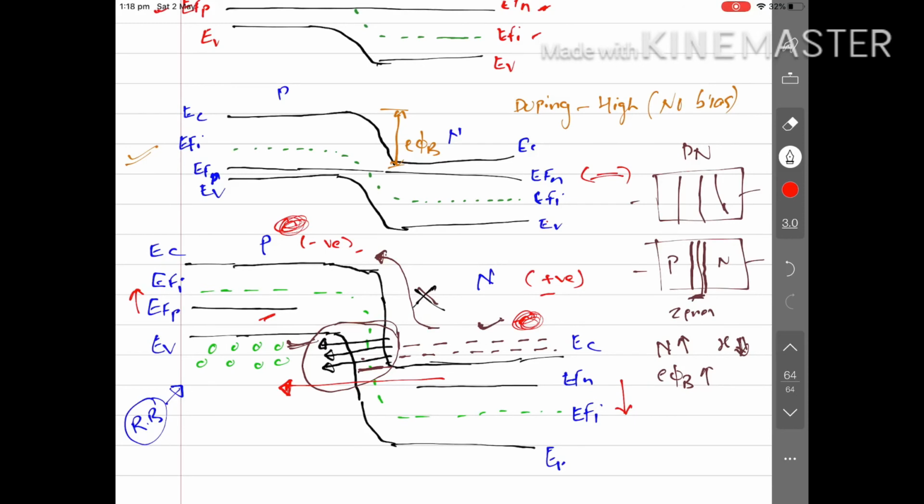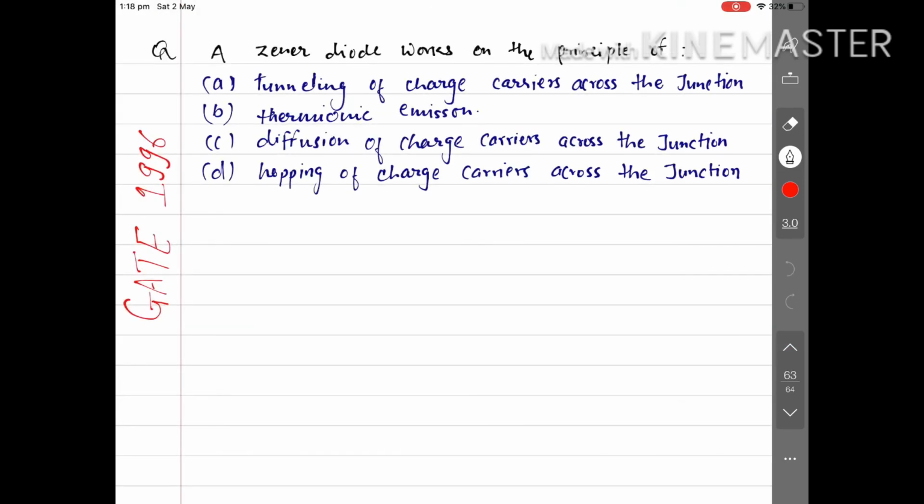Okay, so let's go to the question again. The options were, first, the tunneling of charge carriers across the junction. So the right answer for this question is A. What about B, the thermionic emission? B is not the right answer. Why? Because thermionic emission occurs in a metal-semiconductor junction, since thermionic emission normally occurs in metals. So in a metal-semiconductor junction, you can see that phenomenon occurs.